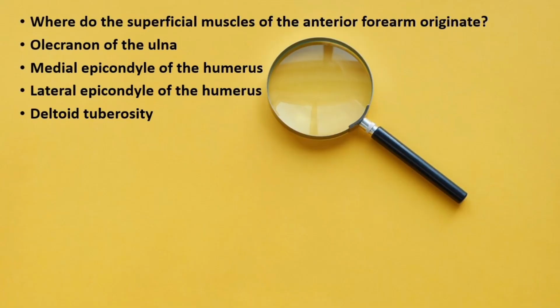Quiz: where do superficial muscles of the anterior forearm originate? Olecranon of the ulna. Medial epicondyle of the humerus. Lateral epicondyle of the humerus. Deltoid tuberosity.